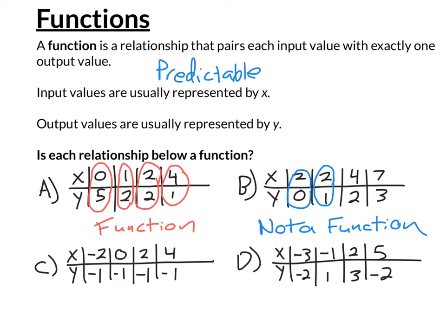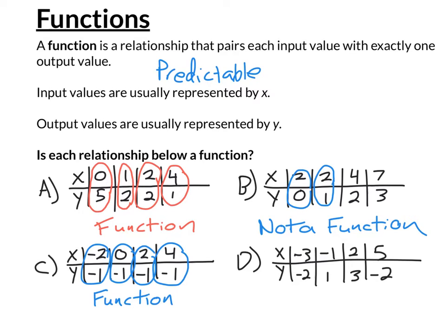In example C, notice we have -2 going to -1, 0 going to -1, +2 gives us -1, and +4 goes to -1. The same input always goes to the same output. I don't have -2 going to another number. I don't have 0 going to another number. I don't have 2 going to another number, or 4. 4 always goes to -1. Right? So this is a function. Even though the same output repeats for every input, that doesn't matter, as long as I know what I'm going to get for each input every time.